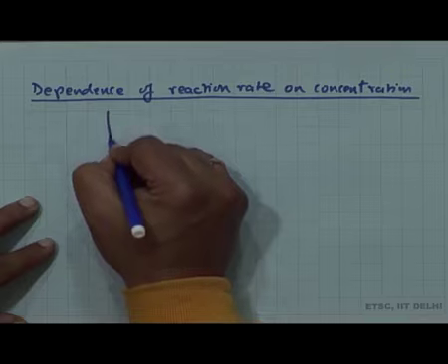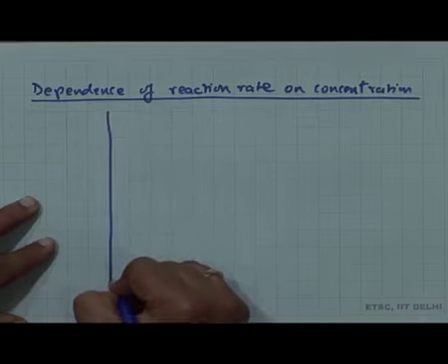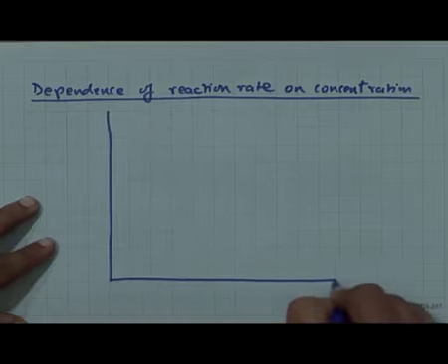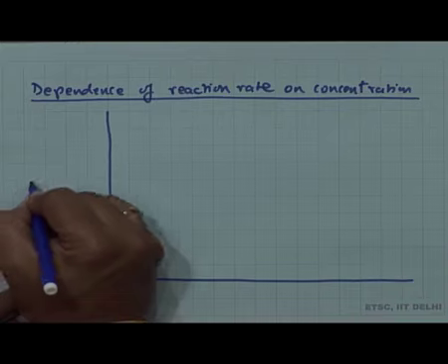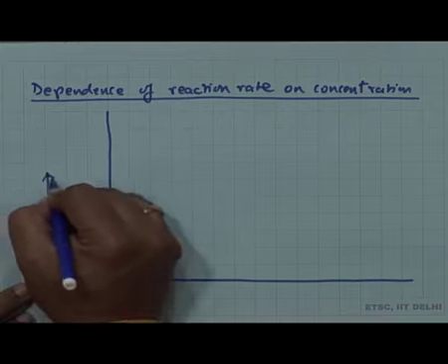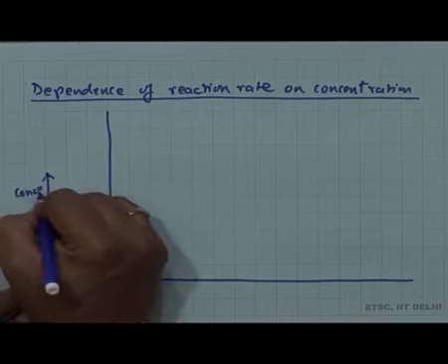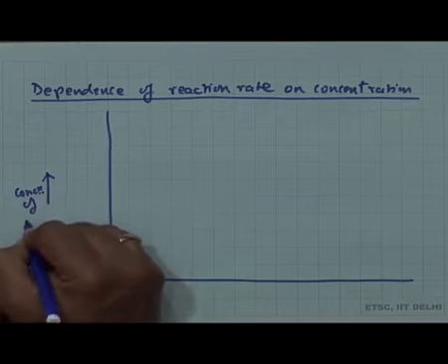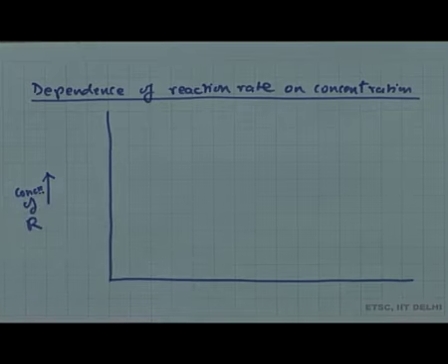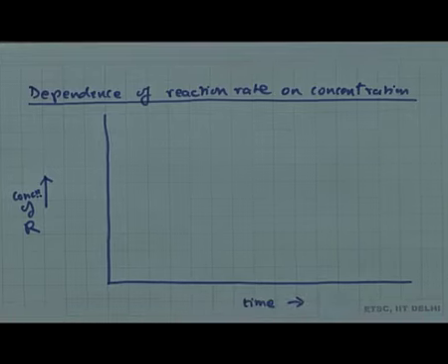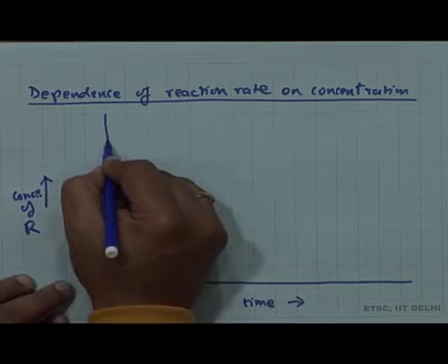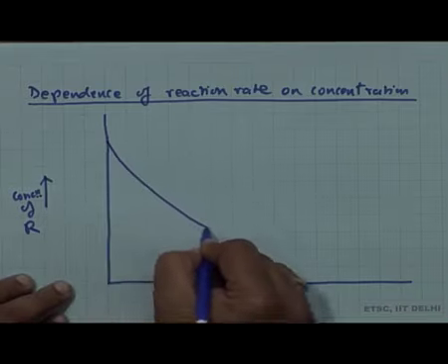So, let me draw again a kinetic reaction profile for a reactant. Okay. So, this is again concentration of reactant, which is R. Okay. This is time as usual. Now, let me draw the profile. Suppose this is a profile.